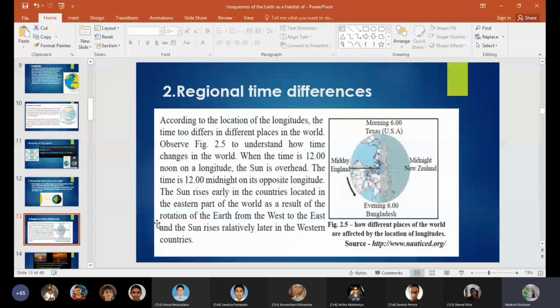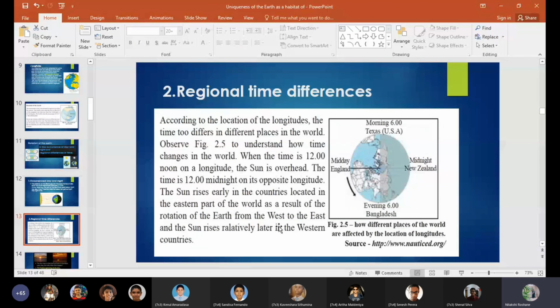The sun rises early in the countries located in the eastern part of the world as a result of the rotation of the earth from west to east. And the sun rises relatively late in western countries. This thing you need to remember. In the countries located in the eastern part, the sun rises early, and in the countries located in the western hemisphere, the sun rises relatively late.